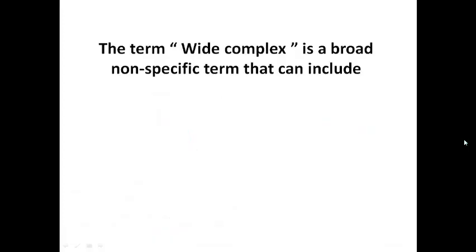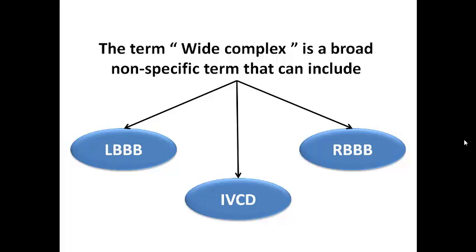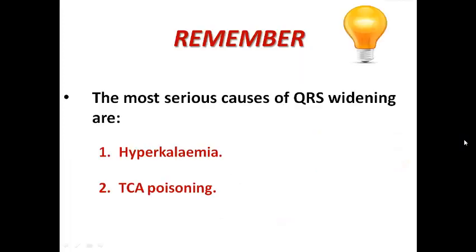And so the term wide complex in ECG is a broad non-specific term that may include left bundle branch block, right bundle branch block, or intraventricular conduction delay. So don't just mention wide complex in the ECG. Try to focus on the complex morphology in order to say, yes, it is wide complex, but the complex morphology is changed, so it suggests left bundle or right bundle according to the features of this complex morphology, or it is just wide complex but with still the same normal complex morphology, so it is just intraventricular conduction delay.